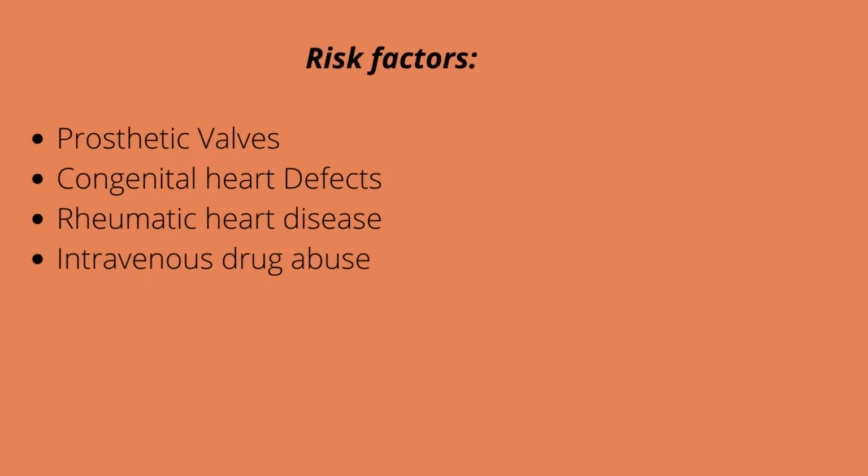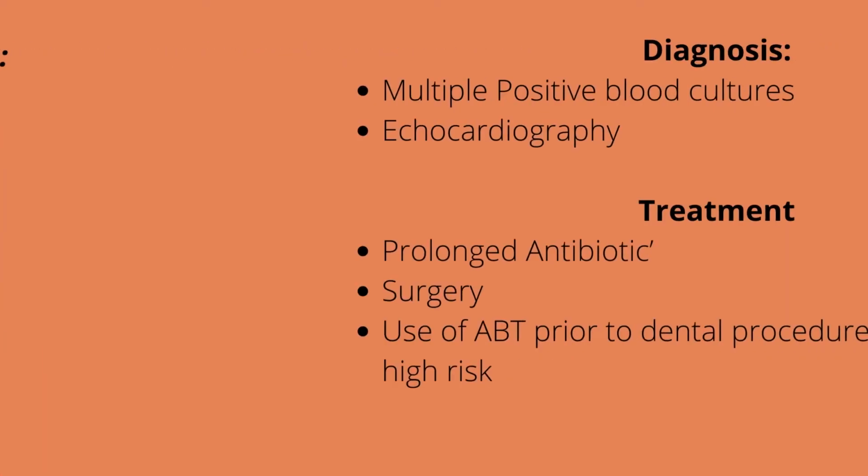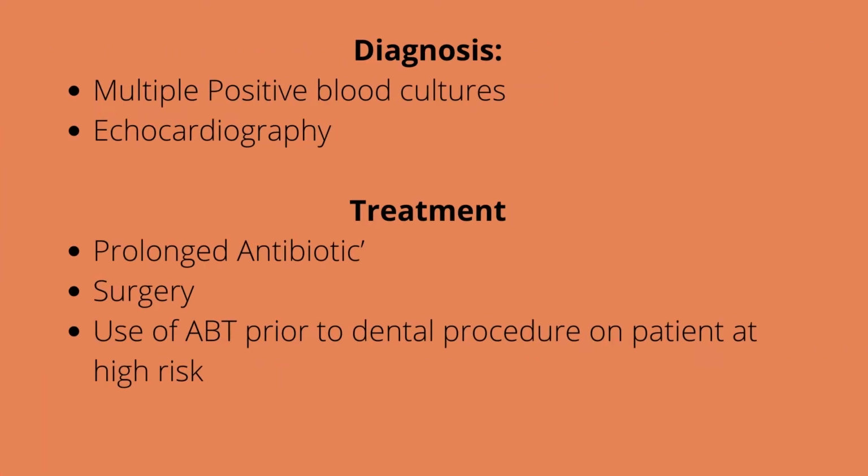Some signs and symptoms of endocarditis include fever, murmur, septic emboli, Roth spots, as well as glomerulonephritis. How do we diagnose a patient with endocarditis? We'll have to do several blood draws to check for positive blood cultures, right? Remember, it's a microbial issue. We need to draw these blood cultures so we can use them to guide treatment for this patient. And we can also do an echocardiograph.